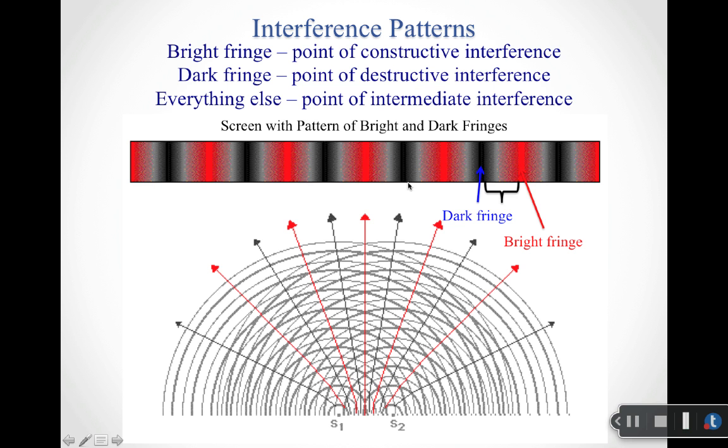This dark fringe corresponds to where the path difference is 1/2 wavelength. Then you'll have intermediate interference that builds back up until you get to constructive interference of 1 wavelength. Intermediate interference until they now cancel out. Intermediate interference until you get a bright fringe again. So we'll talk about the central bright maximum, and then the bright fringes are these extra things off to the side, and the dark fringes are also off to the side.